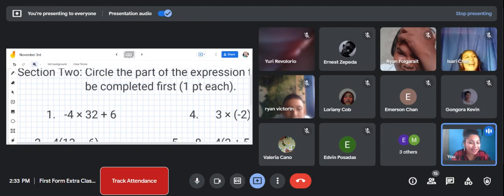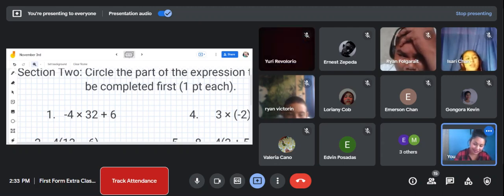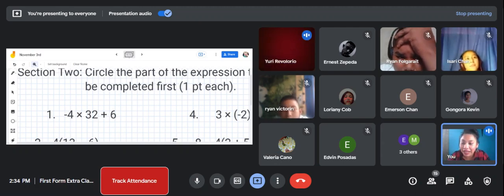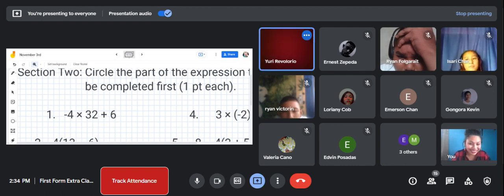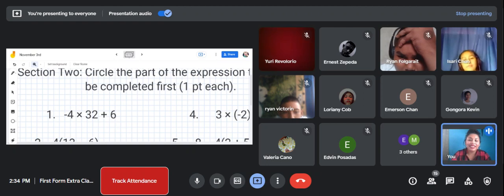What are you gonna multiply? What are you gonna be doing first? You can't just circle the little X. 4 times 32 is... Is that a 4? No, miss, it's negative 4. It's a 4. Negative 4. Negative 4.